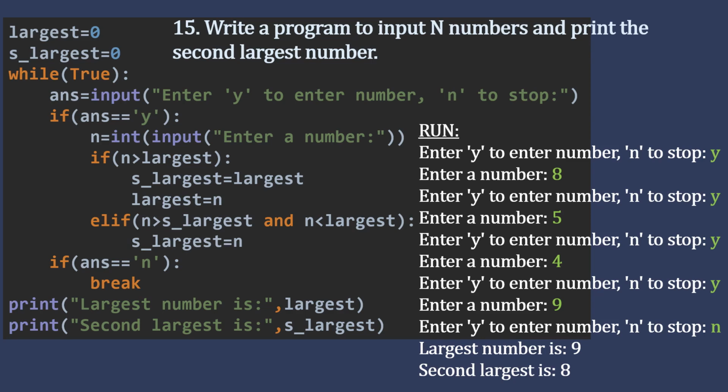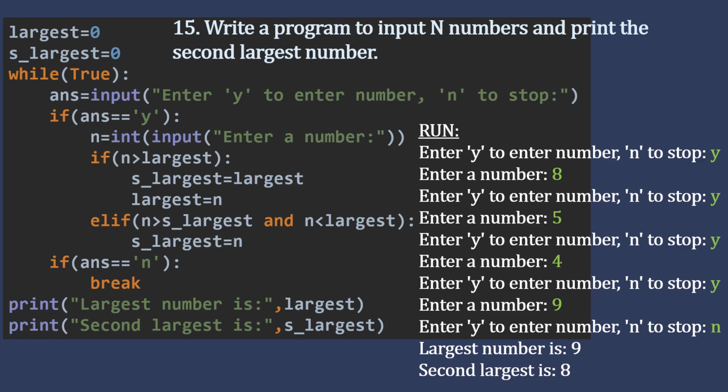The second condition is else if n is greater than second largest and less than largest. So in the first if, what happened, your largest was having value 8. If you run the program like this, you can see the run of the program on the right side. So largest is having value 8 and second largest is having value 0 at that point of time. For the second number, it will check whether n is greater than second largest and less than largest or not. In that case, second largest will be assigned the value n.